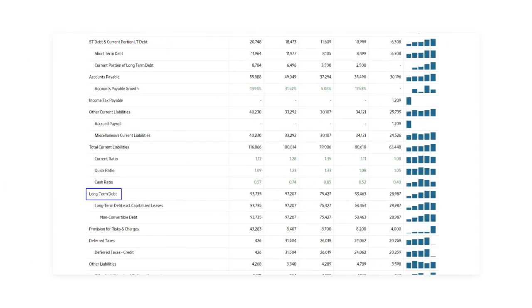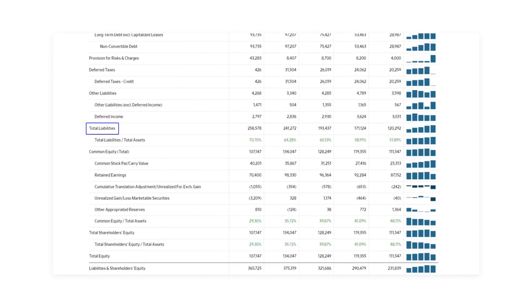Long-term debt is the sum of all long-term debts of a company with a maturity of more than 1 year from the balance sheet date. Total liabilities, the sum of all obligations. Total shareholders' equity, the difference between total assets and liabilities, also referred to as equity or net assets. It includes common stock par carry value.